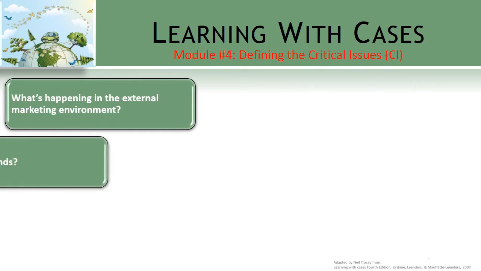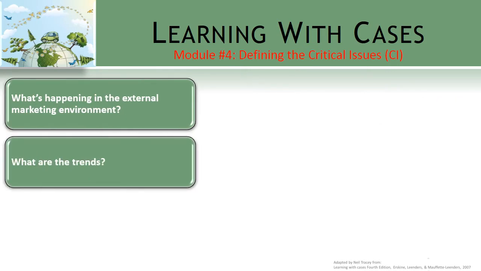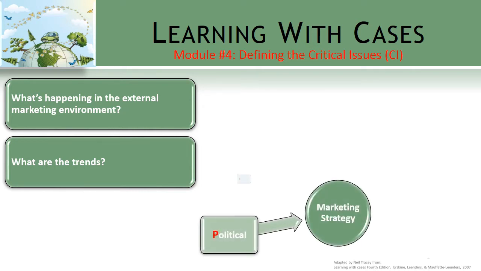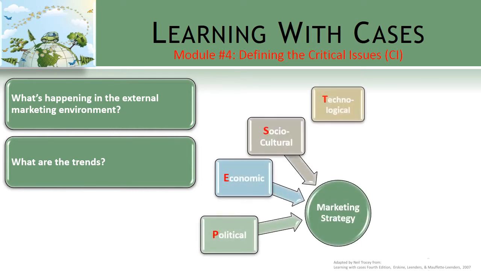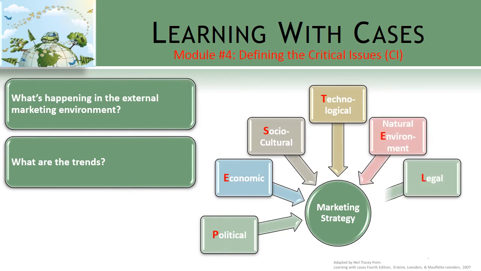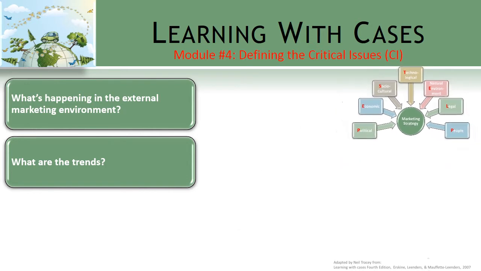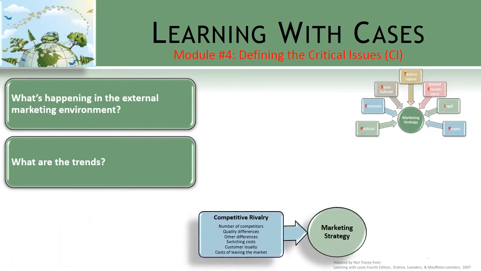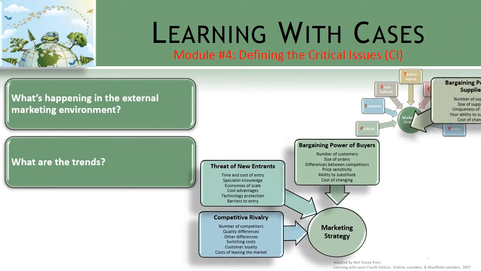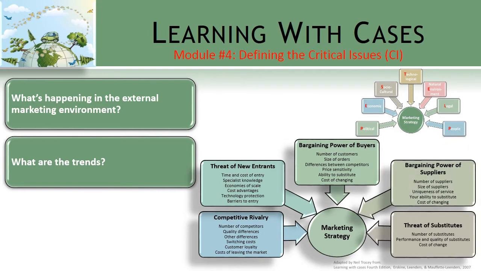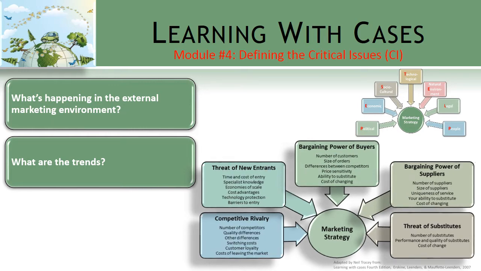As we go through our detailed read of the case, we also want to be aware of what's happening in the external environment. What's happening and what are the trends in the political environment, the economic and sociocultural environment, the technological, natural, and legal environments, and what's happening and what are the trends with our target markets? We'll want to conduct a Porter's Five Forces analysis of the industry to get a sense of the competitive nature of the industry and where we may be able to develop a sustainable competitive advantage.